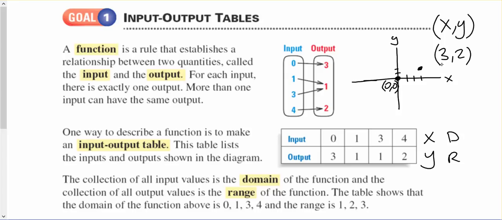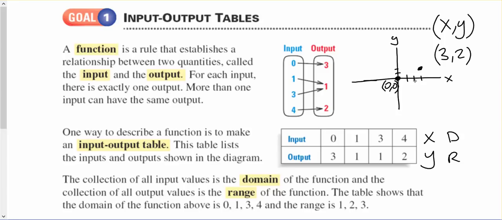My input would be a 3, and my output would be a 2. The 3, 2. My x value is a 3, my y value is a 2. My domain would be a 3, and my range would be a 2. We could do another point.